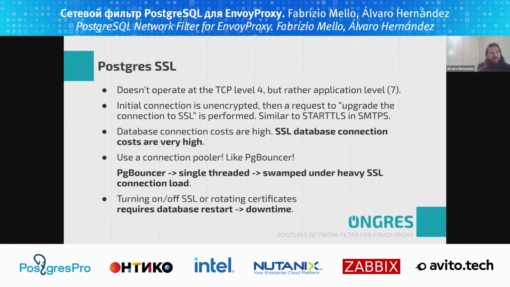So the obvious solution is, no problem, we use a connection pooler. What is the most used connection pooler? One of the best connection poolers in Postgres, PgBouncer. But PgBouncer is single-threaded, and so establishing SSL connections, even via PgBouncer, is expensive. You can actually bring a PgBouncer totally down with a not that high number of SSL connections, so you can basically be swamped by this. Also, turning on SSL or rotating the certificates in Postgres requires a database restart, which leads to downtime. So is there any way where we can solve all these problems?